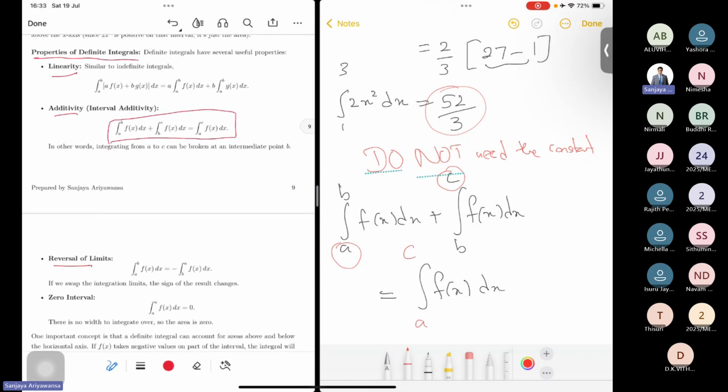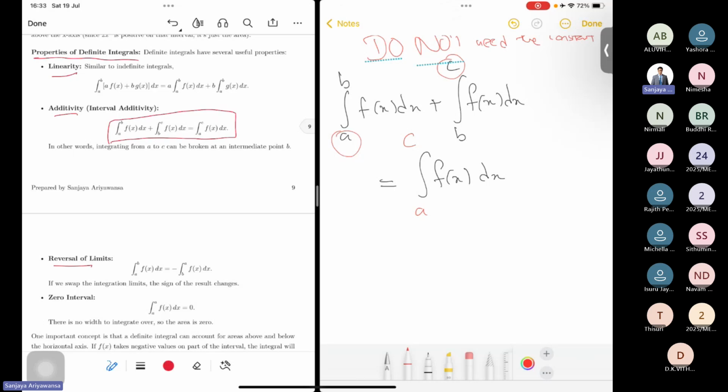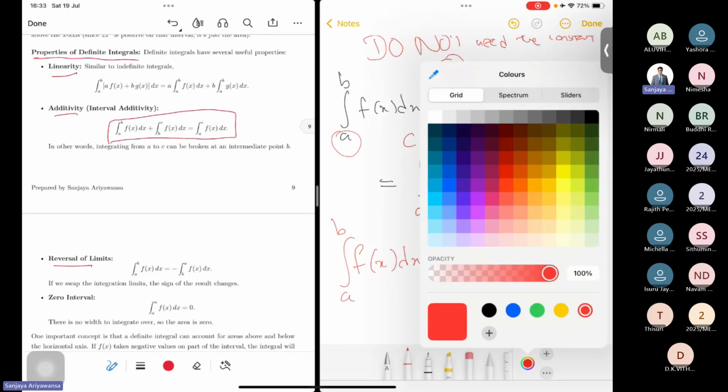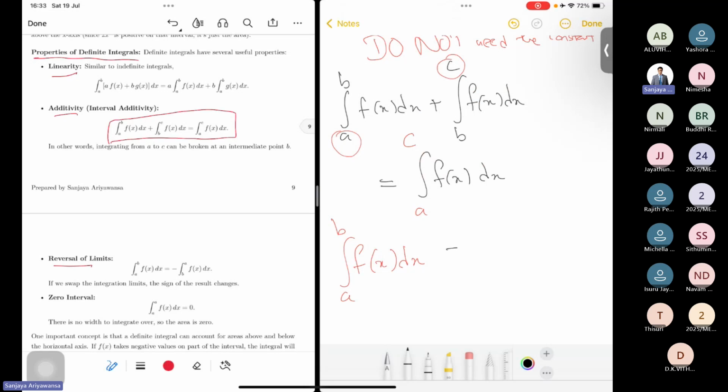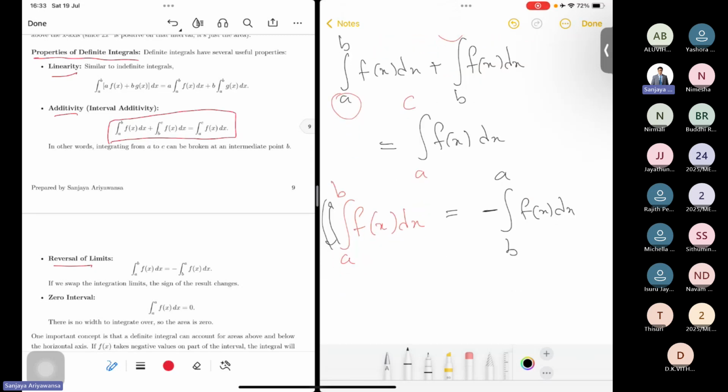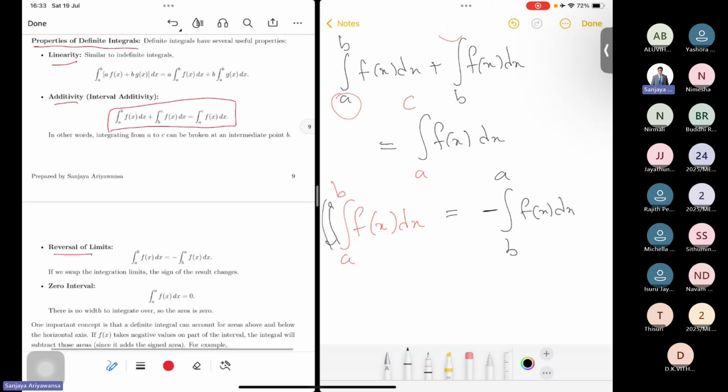The reversal of limits rule is telling me if I have a function f of x dx and I'm integrating from a to b, and I change the two bounds and say, look, I want the function to be integrated with respect to dx from b to a, so I'm switching the two, then I have to remember to put a negative sign in front. That's very important.